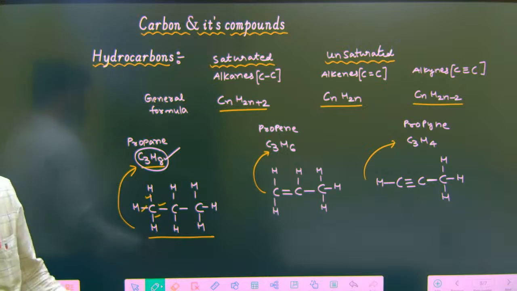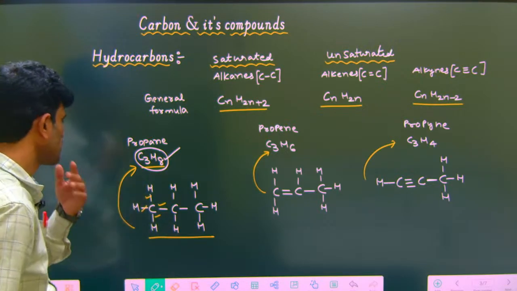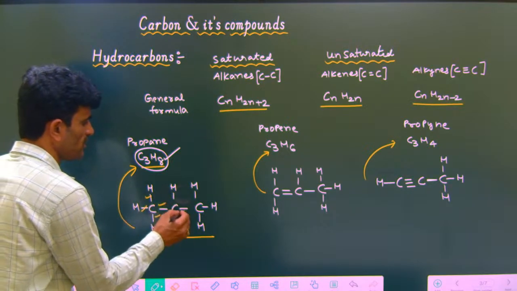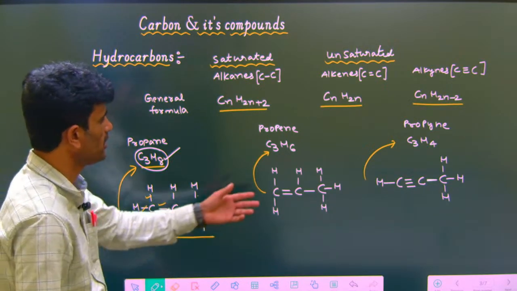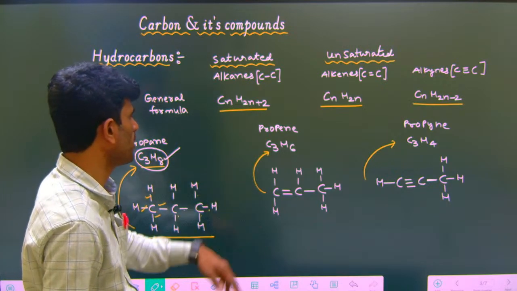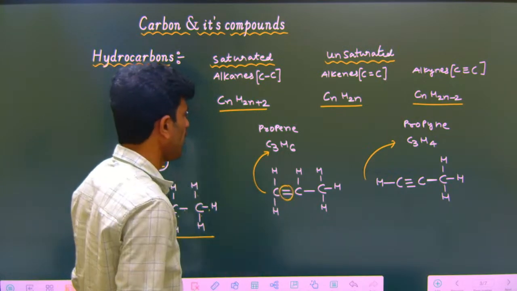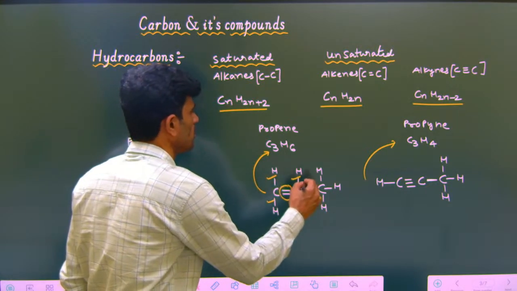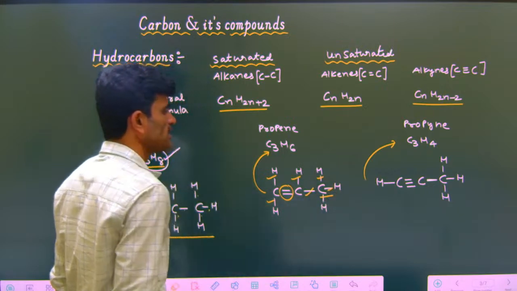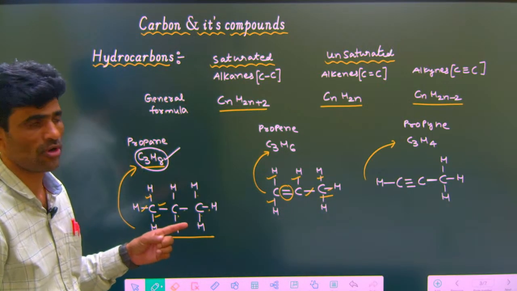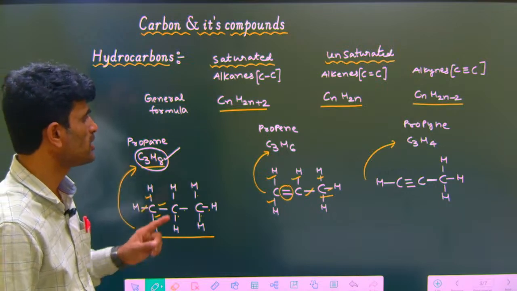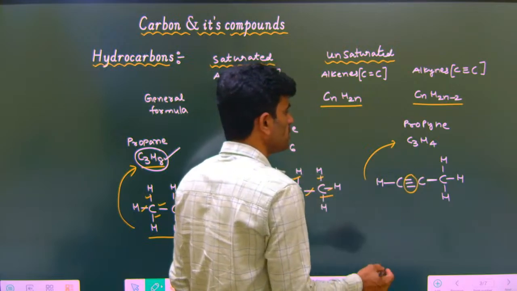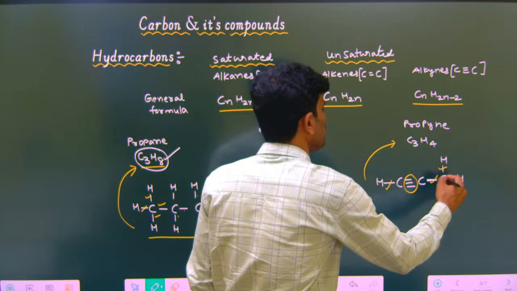Yes, you can count and answer, because once you know how to draw the structure, you can count. Here 1, 2, 3, 4 already, and here 5, 6, 7, 8, 9, 10. Similarly, single bonds are there, double bonds are there. How many double bonds? One double bond is there. And how many single covalent bonds? 1, 2, 3, 4, 5, 6, 7. So 7 single covalent bonds and one double bond. And here one triple bond, and how many single bonds? 1, 2, 3, 4, 5.